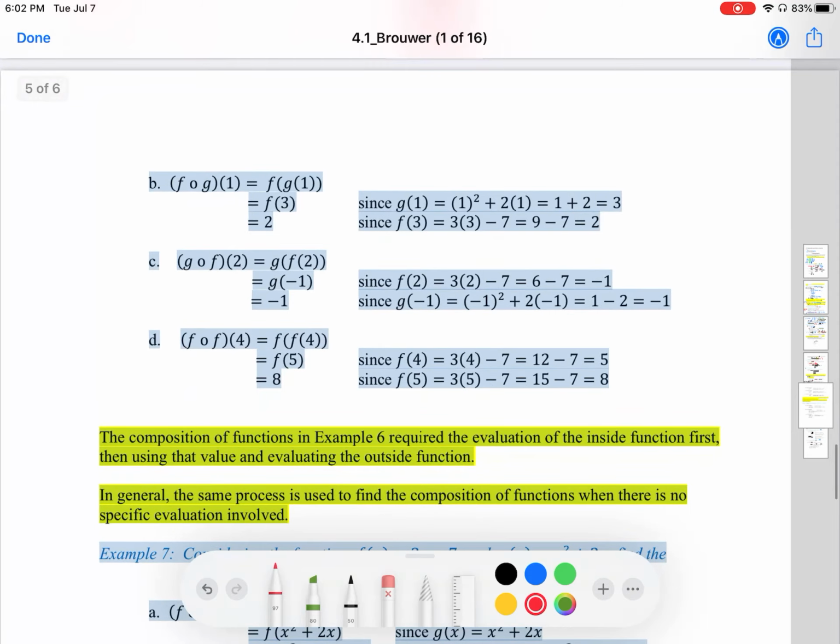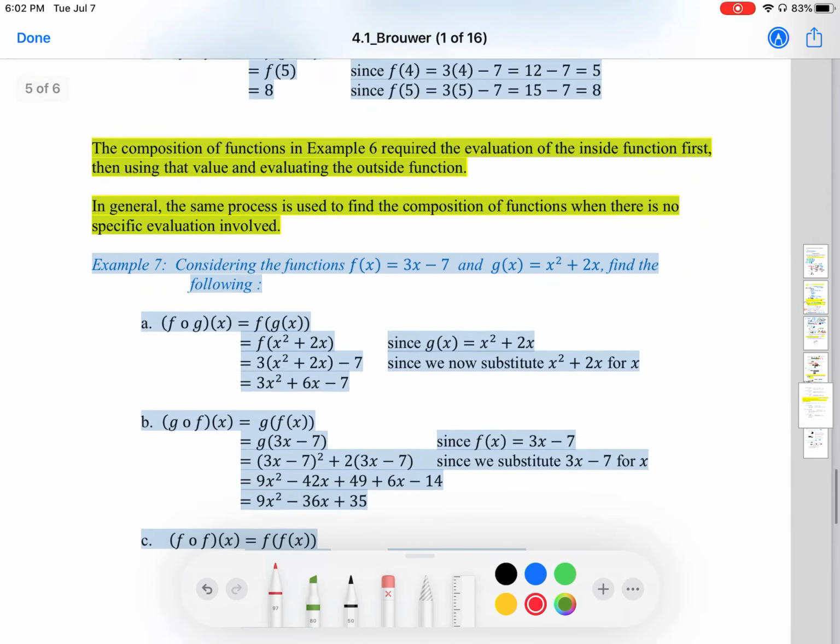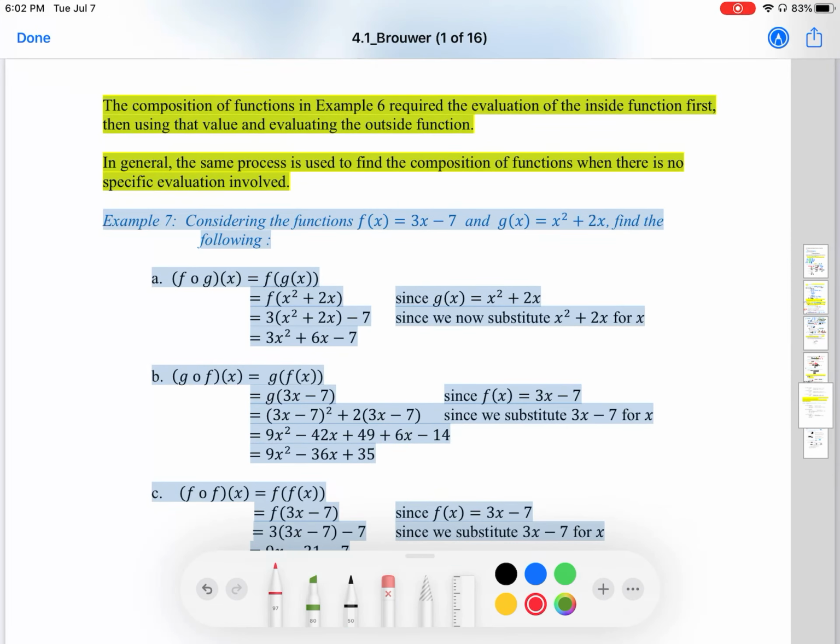B, C, and D are similar. Let's move on to example 7. The composition of functions in example 6 requires the evaluation from the inside function first. Super important. Then using that value and evaluating the function outside the function. In general, the same process is used to find the composition of functions when there is no specific evaluation involved. So next, there's no numbers.